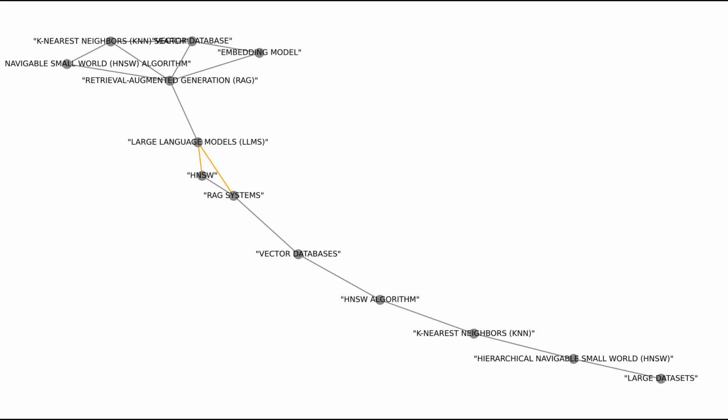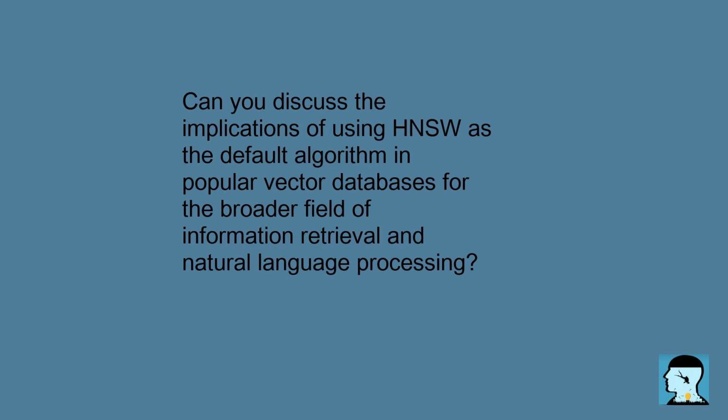So in summary, the multi-layered structure of HNSW enables effective close enough searches, which is particularly advantageous in RAG systems, allowing them to provide relevant information pretty quickly and efficiently. Can you discuss the implications of using HNSW as the default algorithm in popular vector databases for the broader field of information retrieval and natural language processing?